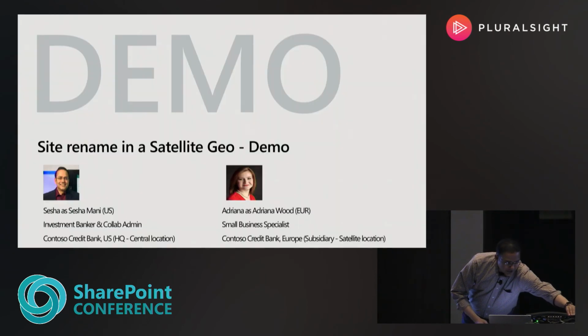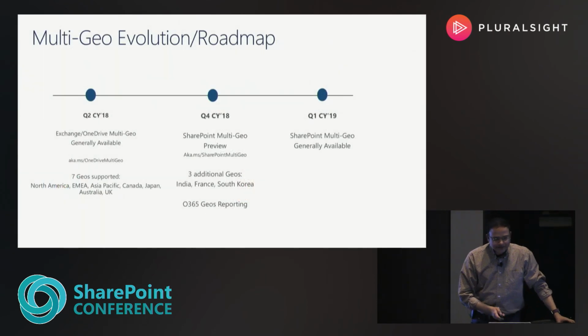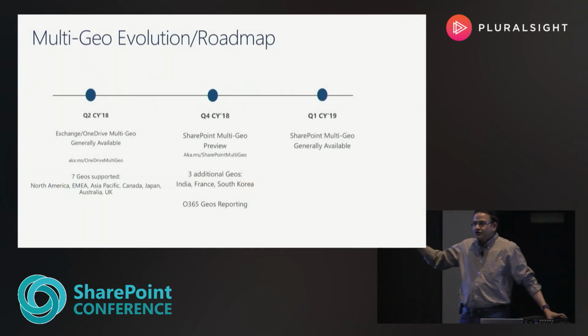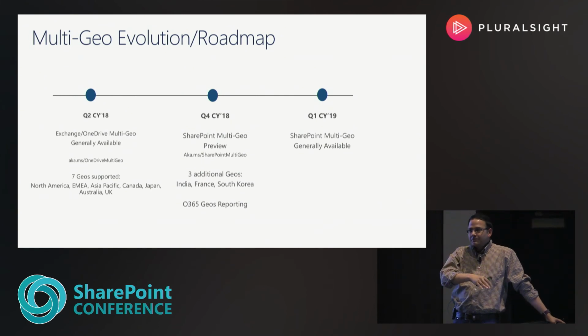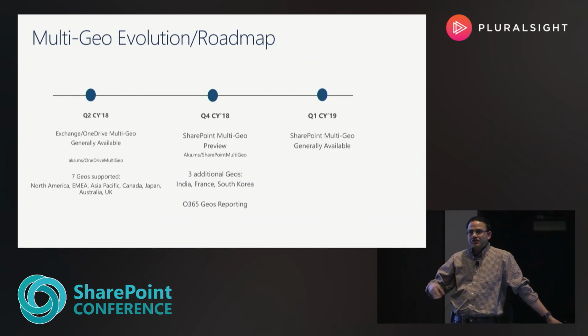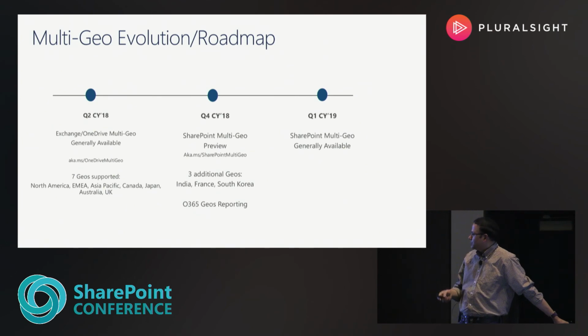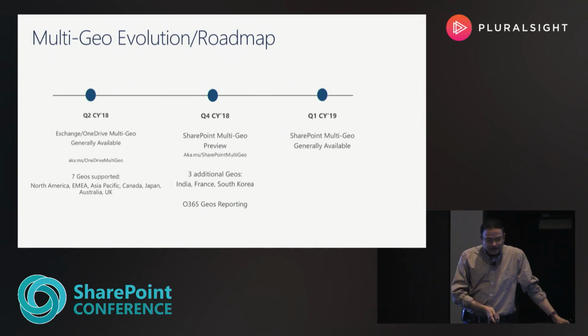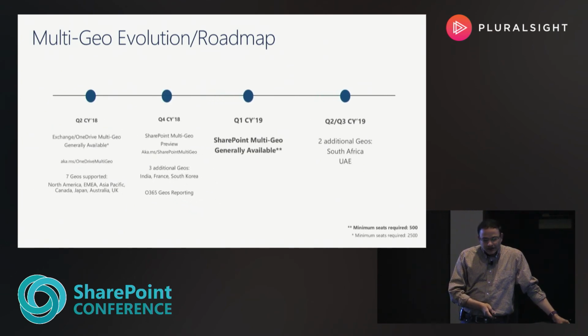Okay, so now I'm going to get into a little bit of roadmap items. I showed you the evolution, how we evolved from OneDrive and Exchange Multi-Geo, adding more geolocations, and now we are announcing this week the SharePoint Multi-Geo general availability as well. In addition, there are 2 more geos we are planning to support in the upcoming quarters, specifically calling out South Africa and UAE. Those are the additional 2 geos that we are looking at adding.